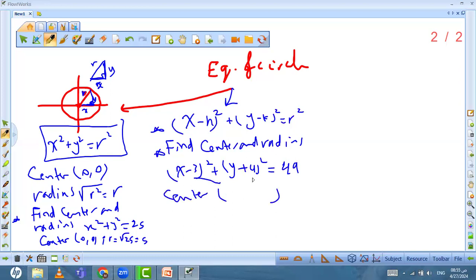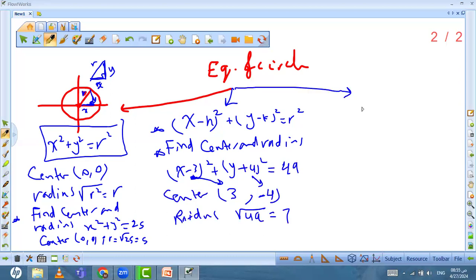Change x and change y, or change the number beside x. Here we have negative 3, I'll make it 3. Here we have positive 4, I'm gonna make it negative 4. Then the radius. How could we get the radius? Radical 49, which is what? 7.